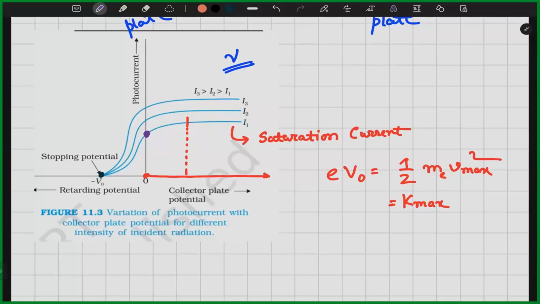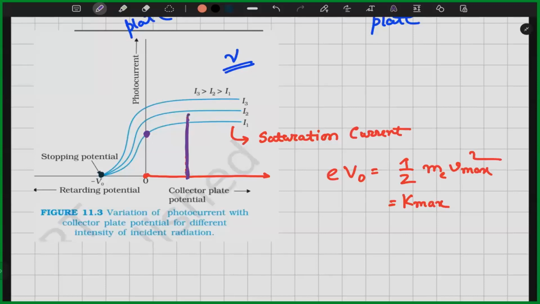So after giving some potential, what happens? All 100 electrons can reach A. So all 100 electrons are contributing to the photoelectric current. But again, if we increase the potential difference, there is no change, because all electrons are already contributing. There are no other electrons left to be reached. All electrons have already reached. So there is a certain value, let's say this is that value.